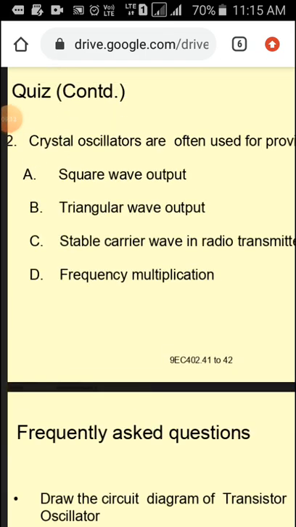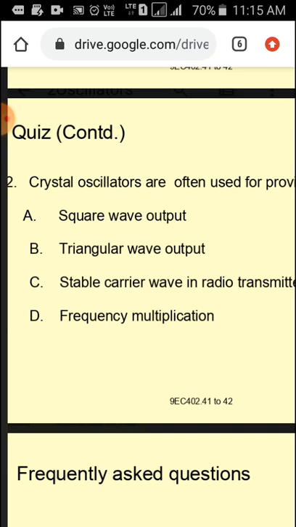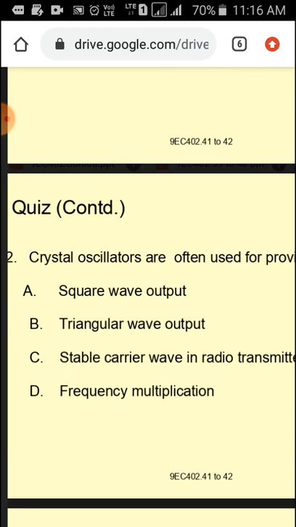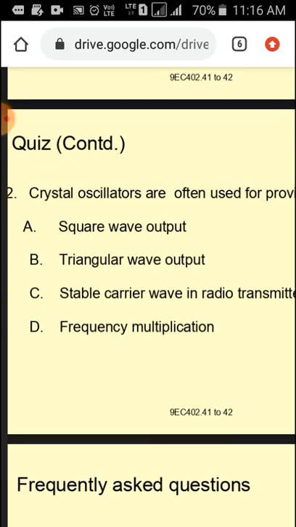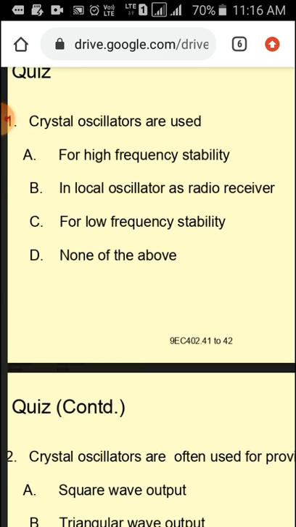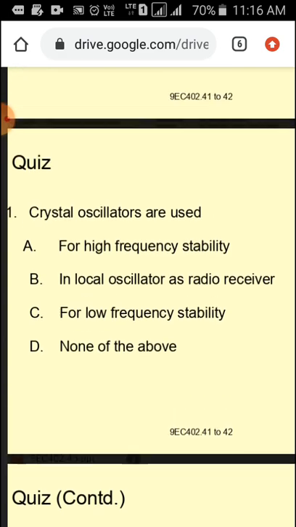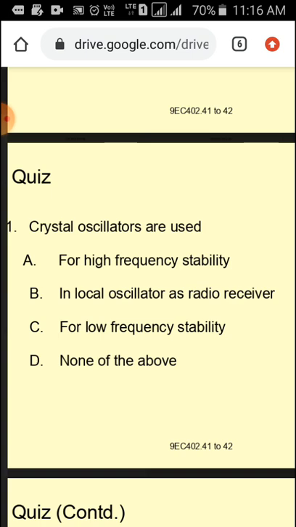So the conclusion is that wherever stable operation or a stable waveform is required, we go for a crystal oscillator. Mainly, the crystal oscillator is used for stable oscillations. Wherever we require stable oscillations, we go for a crystal oscillator.